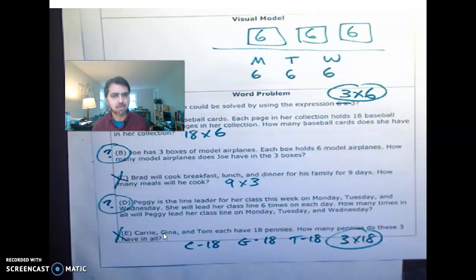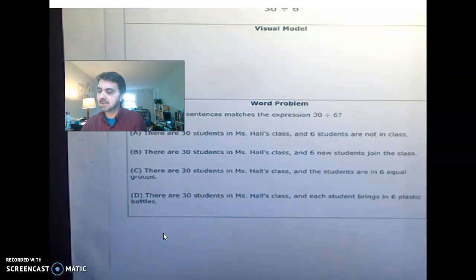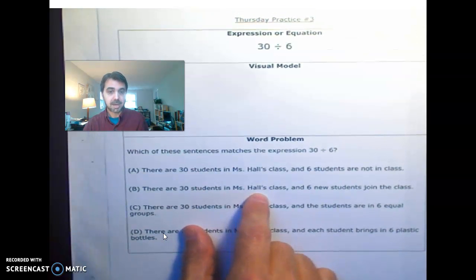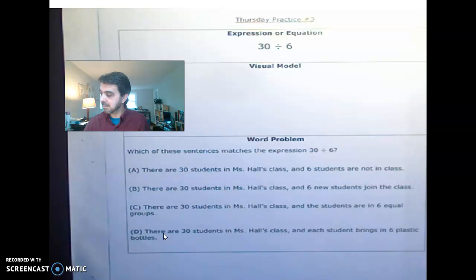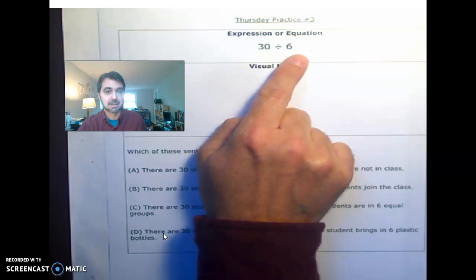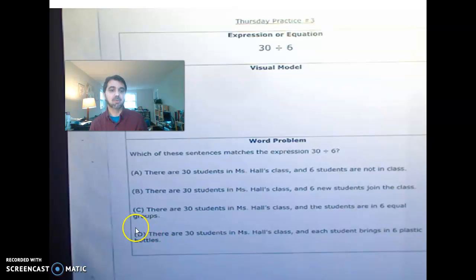Whew, this is a lot of work, boys and girls, right? All right, and I'm doing a lot of the work here, so I hope you're following along. All right, this is the last one. I would like you to try this one on your own, okay? It's not quite as word heavy. There's less words. It says 30 divided by 6. And then you've got 4 problems. I'm going to read them to you quickly so you know what they say.